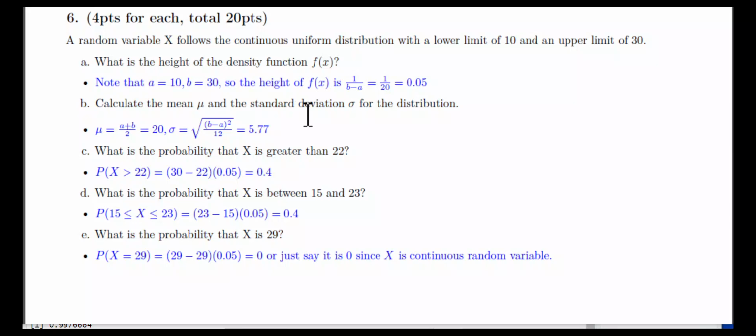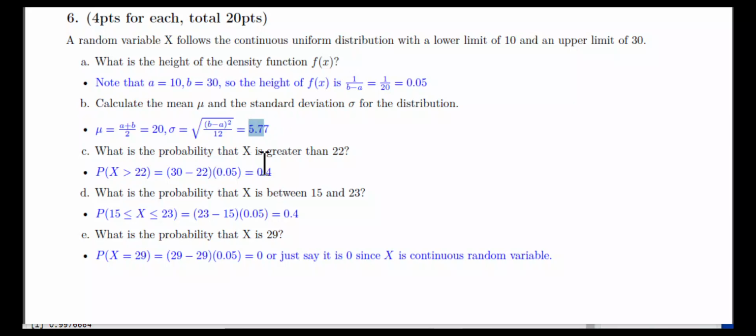Calculate the mean mu and the standard deviation sigma for the distribution. Mu is actually the average of these two limits, two ends, right? a plus b divided by 2. And the variance is inside the square root. Okay? It is the length of the interval squared divided by 12, and then take a square root. That's how we get the standard deviation.